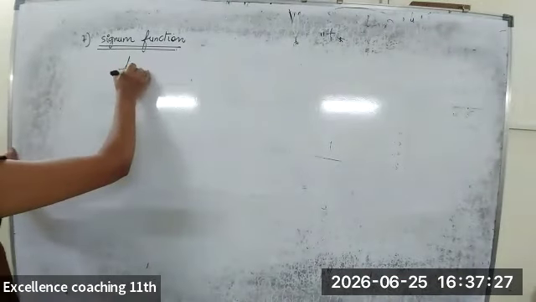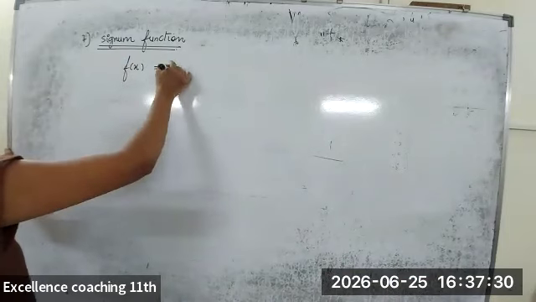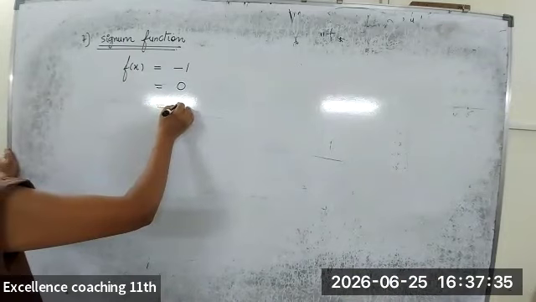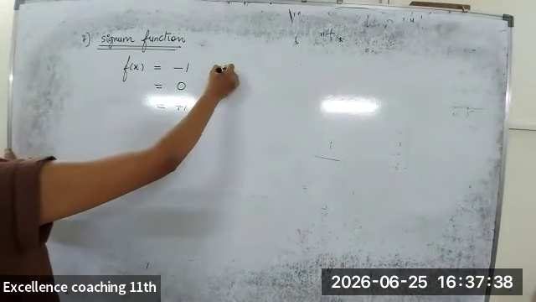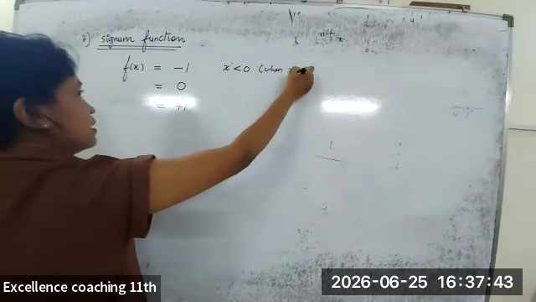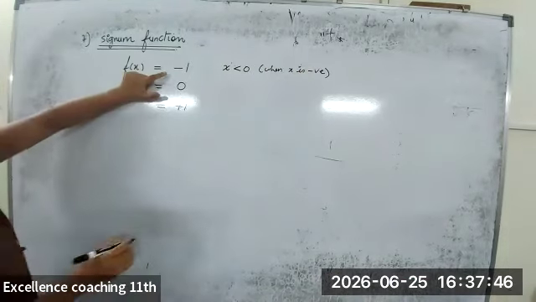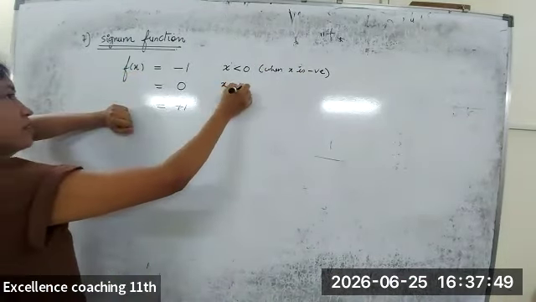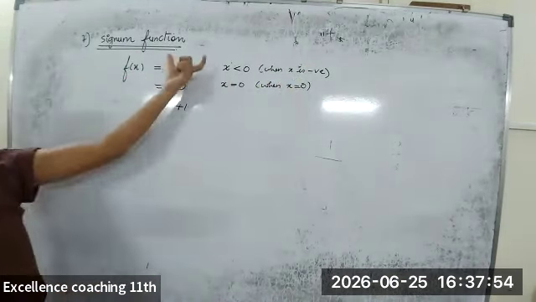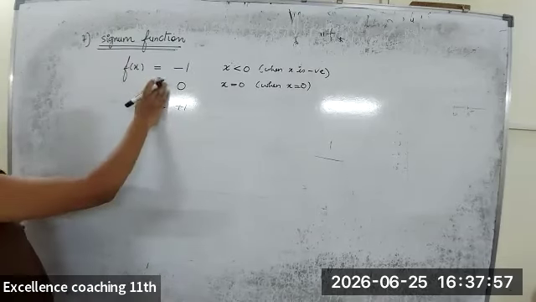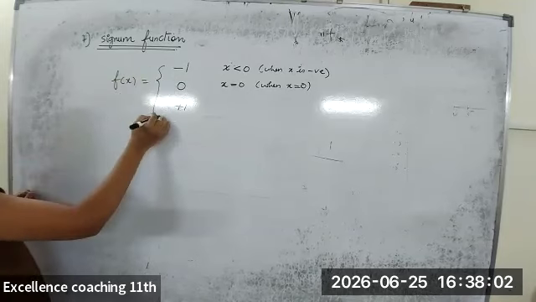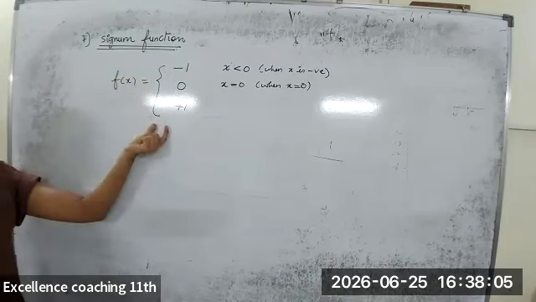f of x is -1, 0, and +1. Three values it gives. These are all for negative value. This means when x is negative, x less than 0, output it will give -1. This I am writing for explanation, otherwise this is the function. You can make it common also, like three values it can give.